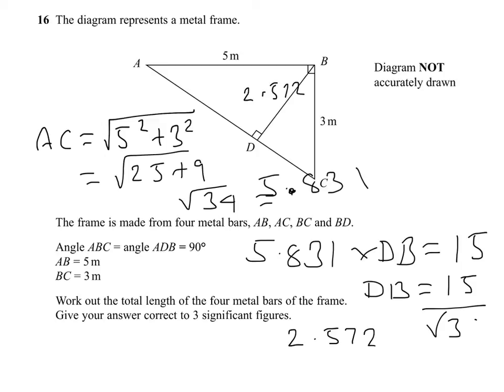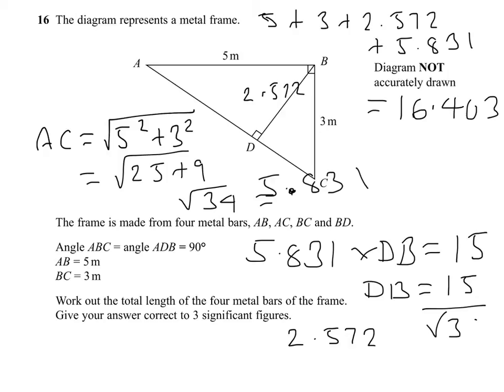So we need the total of the 4 lengths, so we need to do 5 plus 3 plus 2.572 plus 5.831, and then we need to round that off to 3 significant figures, so we'll do that now on the calculator, which comes to 16.403, and as 3 significant figures that comes to 16.4. So there's your answer.